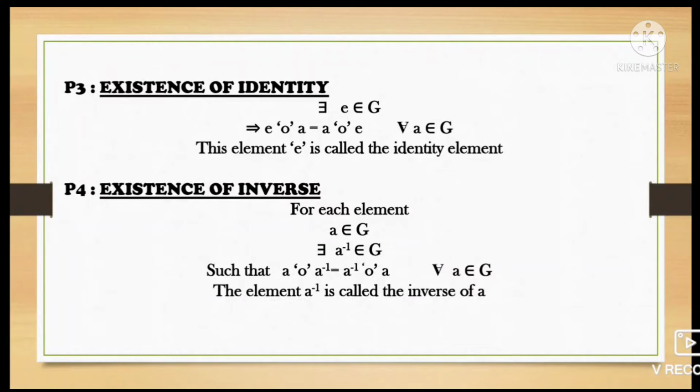The fourth property is the existence of inverse. For each element a belonging to G, there always exists a inverse belonging to G, such that when a is operated on a inverse, it should be equal to a inverse operated on a, for all a belonging to the set G. The element a inverse is called the inverse of the element a.